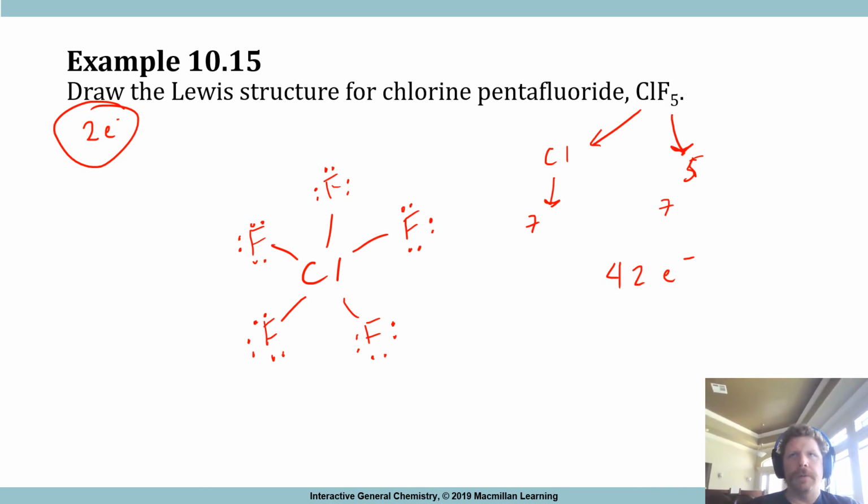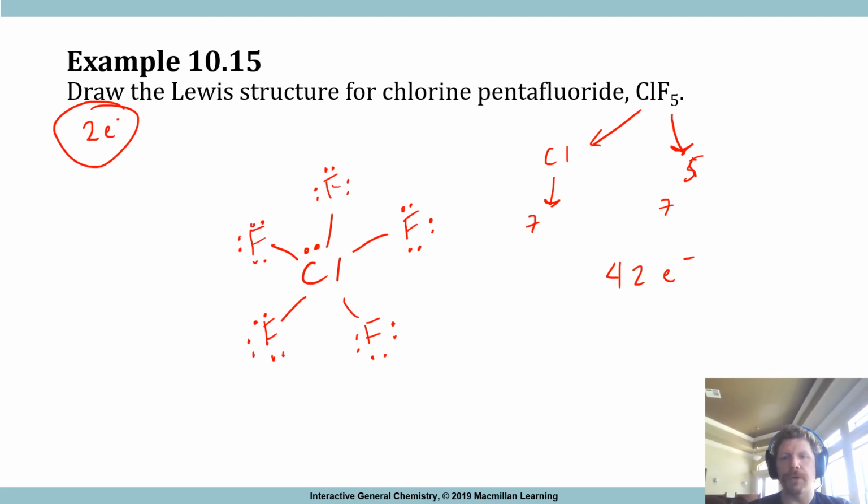Now, keep in mind, this goes back to placement on the periodic table. Fluorine is in period number 2. So can it exceed its octet? It's much less likely to than something like chlorine. So what I'm going to do is put these 2 additional electrons on chlorine. Chlorine's exceeded its octet. We're good to go. I've drawn my 42 electrons, and that's all there is to it.